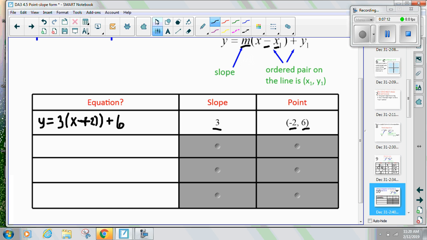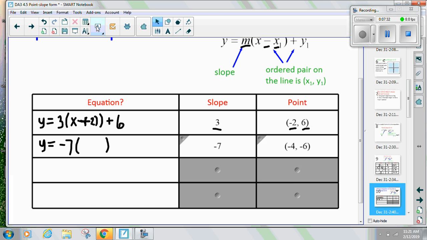And I'm going to do one more, and then I'm going to have you take a look at a couple others. All right, so far in this one, I have a slope of -7. So I'm going to start that off, substitute my slope of -7, and now I'm going to need to fill in the rest. So let's look at what my point is. My x sub 1 and my y sub 1. This is x sub 1 and y sub 1. All right, so let's make sure we get those in the right places. So I have x minus x sub 1. Well, x sub 1 is -4. So x minus -4.